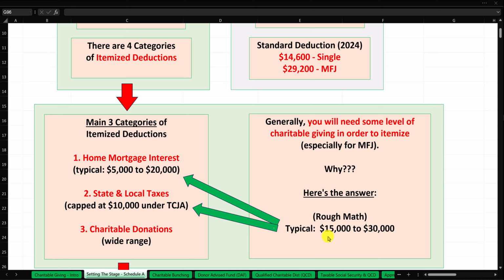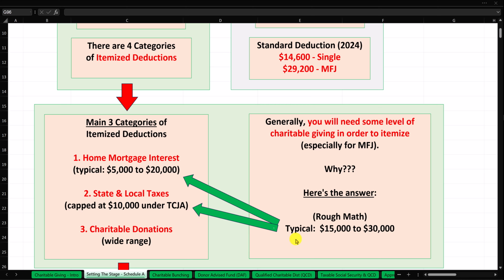And so when you look at this range of $15,000 up to $30,000 and you compare it to the standard deduction, which for 2024 is going to be $29,200 for married filing joint, what is the likelihood, if you're in this range right here, that you're going to be above this number right here? And the answer is pretty low. You would really have to be right at the tippy top of this range in order to be above this amount just on these two alone. So if you only have these, generally you're not going to be itemizing for married filing joint.